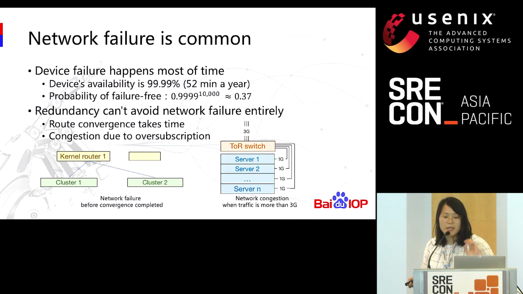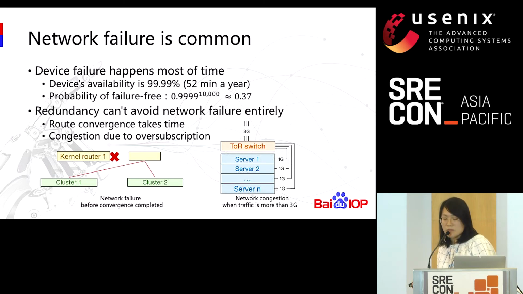Suppose that device availability is 99.99%. Then the probability of all devices working well is 37%. That means device failure happens most of the time. Though engineers prepare redundancy for devices, route convergence takes time. Applications will be disturbed during convergence. For example, when a kernel router goes down, applications will perceive the network failure before convergence is completed. The higher the device is, the more time the convergence will take.